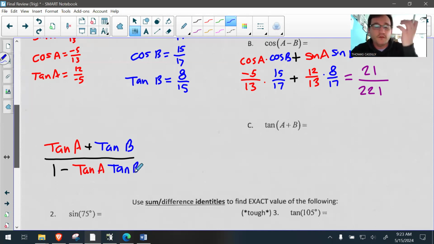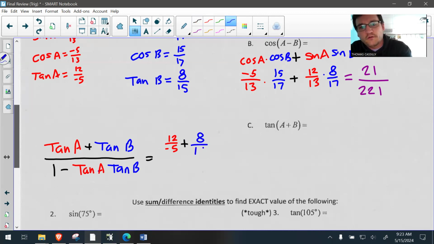All right. So let's plug all of that in here. So we have 12 over -5 on top plus 8/15. All right, so there's all the numerators. So we do have a fraction inside of a fraction here. So when we type this into our calculator, we do have to be a little extra careful here. So we have 12 over -5 times 8/15.